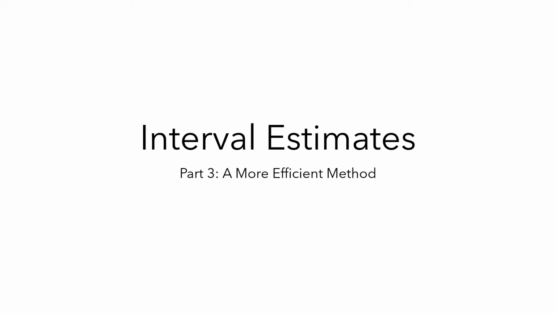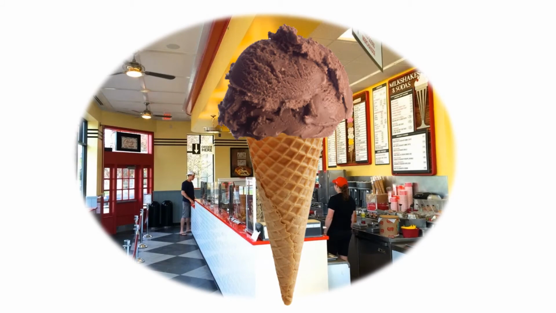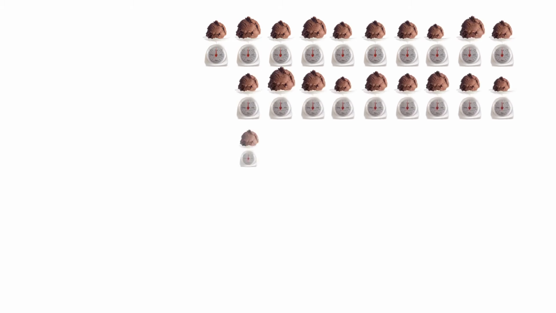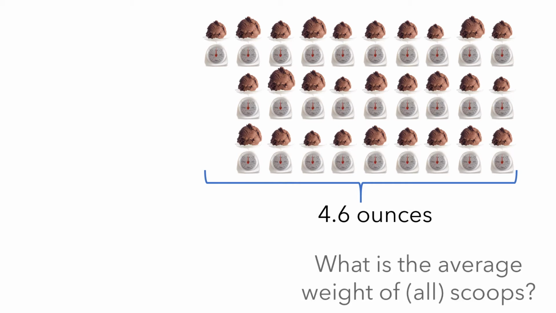In this video, I'll describe a more efficient method for computing interval estimates. To do this, we'll use a scenario we've seen in previous videos. When you visit your local ice cream shop, you'd like to get 1 scoop of chocolate ice cream. With the help of your friends, you order and weigh a total of 28 scoops of ice cream. You compute the average weight of the scoops and get 4.6 ounces. You want to know, what is the average weight of all scoops at the shop?